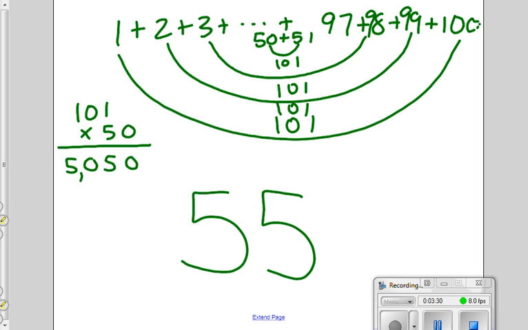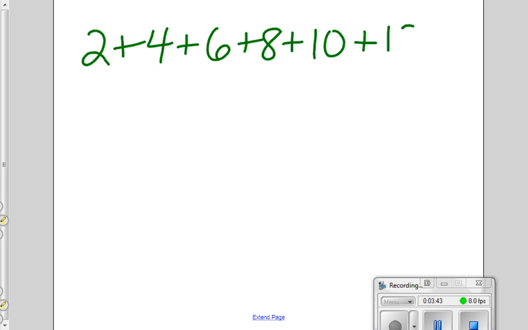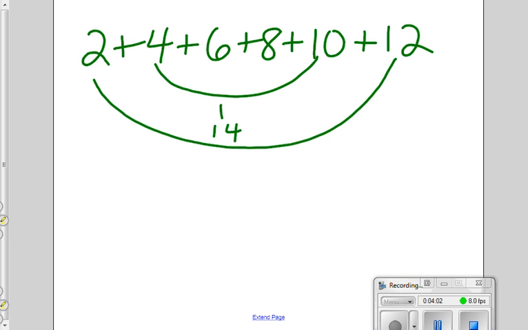Where do these formulas come from? What would happen if we skipped a number? Does the formula still work? Yes. Right? 2, 4, 6, 8, 10, 12. What do they add up to? 42. Yes. What do these make? 14. What's 14 times 3? 42.